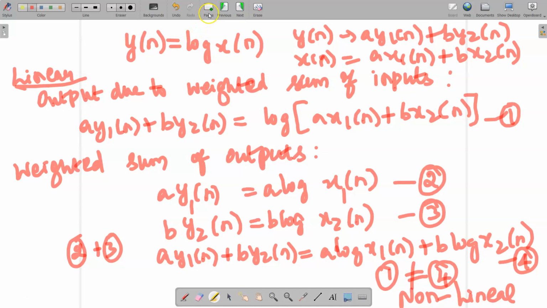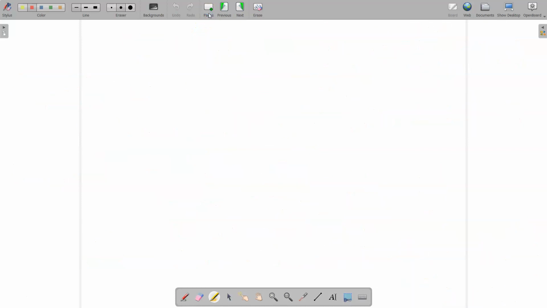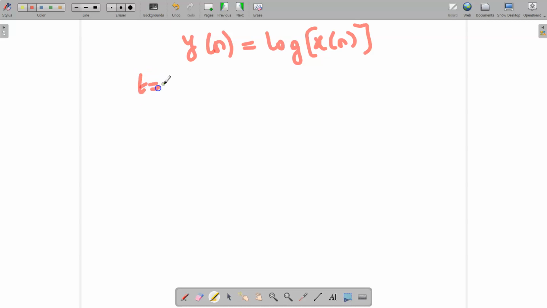And then the next classification, we need to find out whether the given system is static or dynamic. For static or dynamic, we need to substitute 3 different values. One as a past value. Here it is n, so let me take n is equal to -1, n is equal to 0, and then n is equal to 1, a future value.